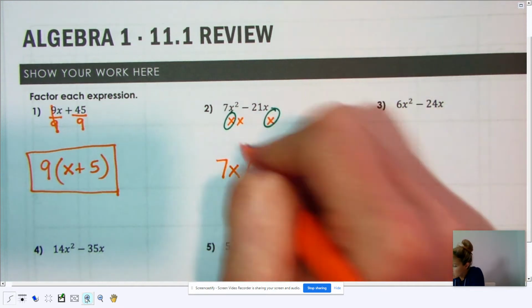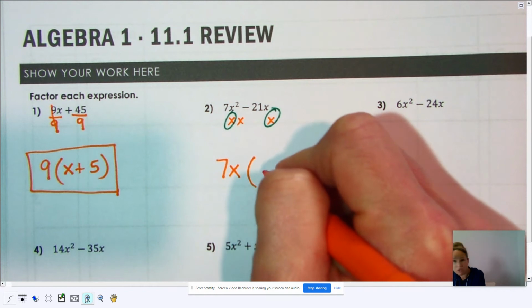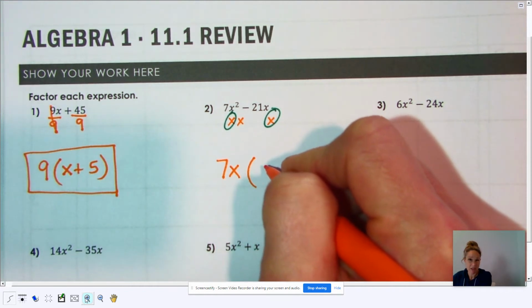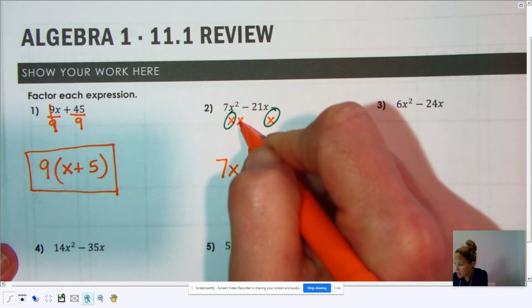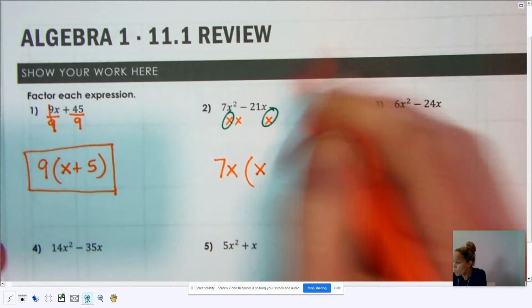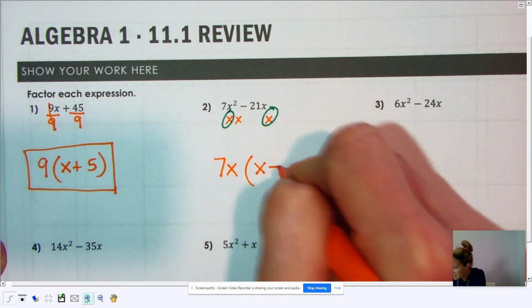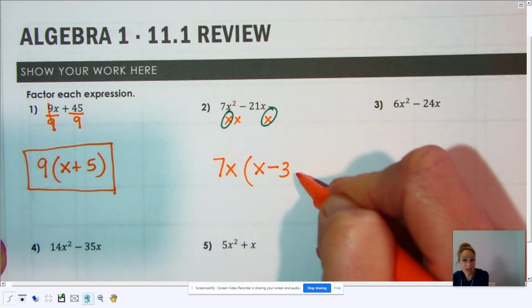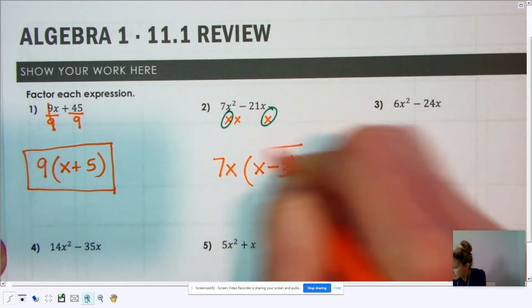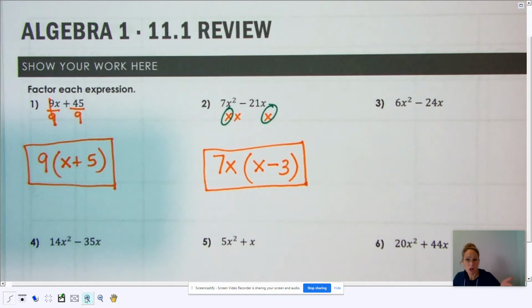So I like to just divide by 7x. 7 divided by 7 is 1, which we don't need to write if we still have something else left. I had 2 x's. I pulled out 1, so I still have 1 x left. Well, then negative 21 divided by 7 is a negative 3. If I had 1 x and I pulled it out, there are not any x's left. So that's that.